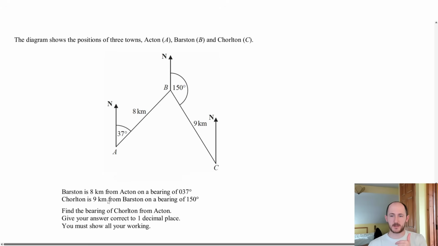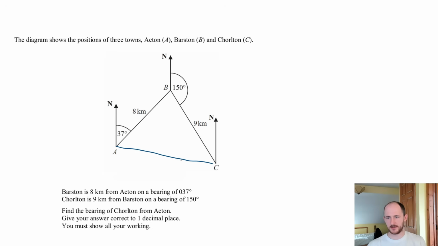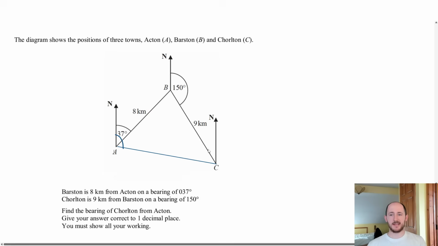They do the same thing with the next one. Chorlton from Barston is 150 degrees. So Chorlton from Barston, so you start at B, 150 degrees. But we need to find the bearing of Chorlton from Acton. So that is going to be clockwise from A all the way down to C. So we actually do need to add another line here. It's going to be this total angle there. Okay, so how do we work it out?